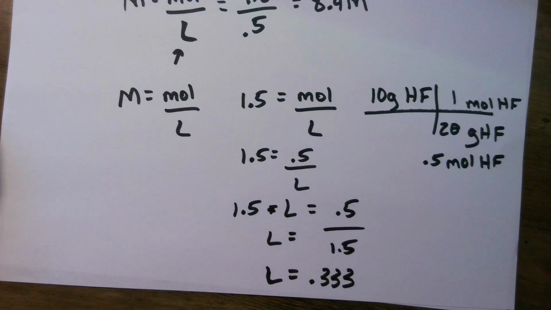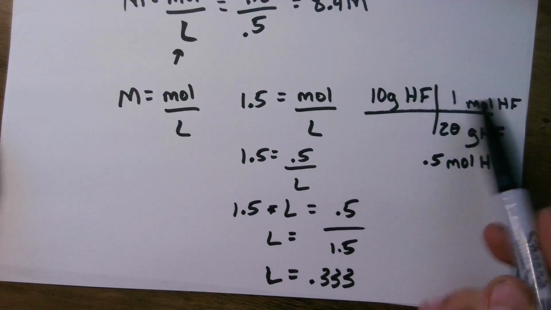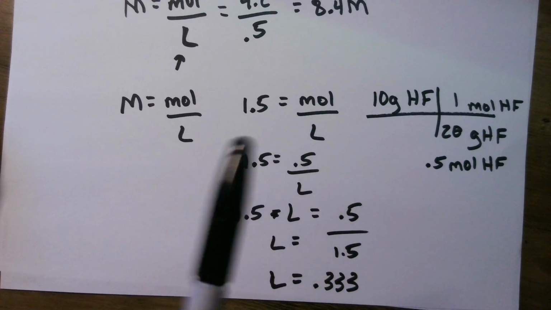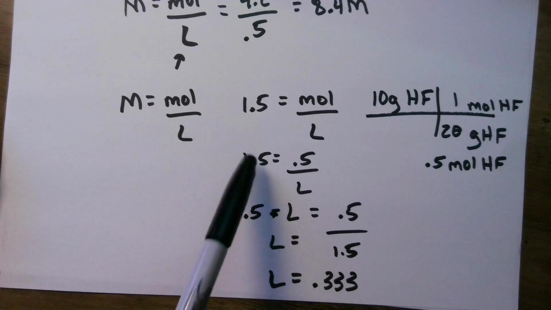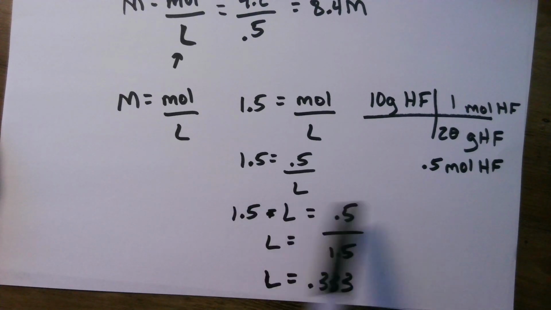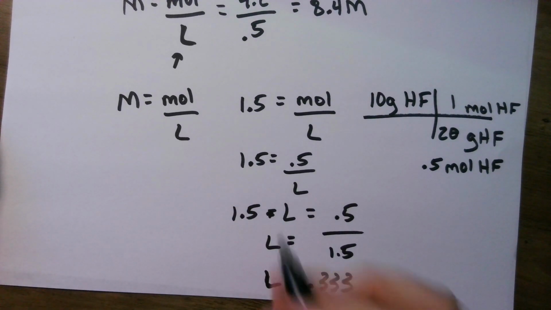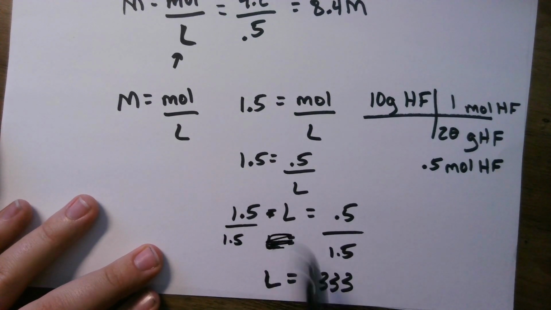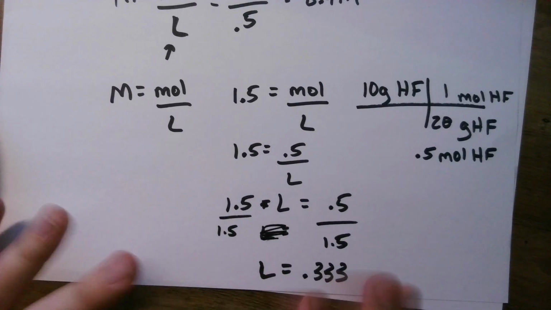Summarize everything there. We had to go grams to moles, plugged in moles. We knew molarity, plugged in molarity, and then we're just solving for L. Multiply L up here, and then you have 1.5 times L equals 0.5. So I divided both sides by 1.5, and then got L equals 0.333. So just cleaning that up a little bit.